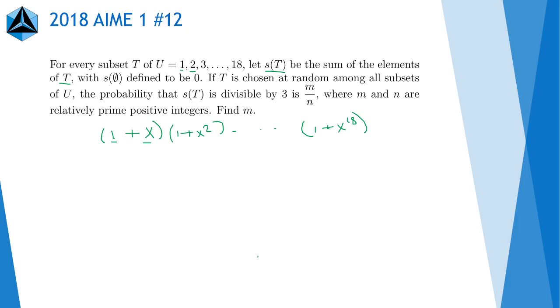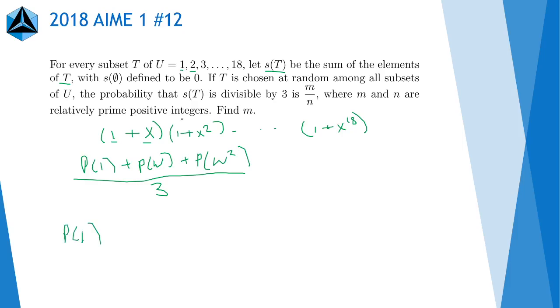And that's where the roots of unity filter comes in. So we need to evaluate P of 1 plus P of omega plus P of omega squared, over 3. Well, let's look at P of 1. P of 1 just makes all of these 1. So this is 2, this is 2, this is 2, and there are 18 of these terms. So P of 1 is equal to 2 to the 18th power.